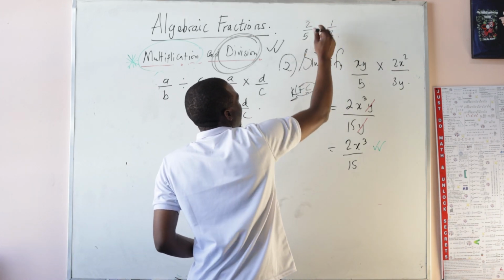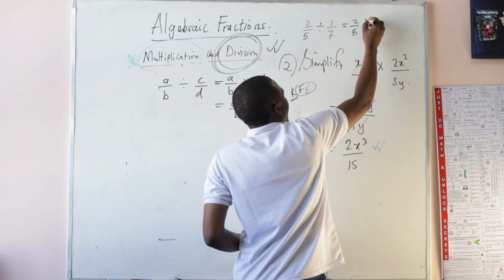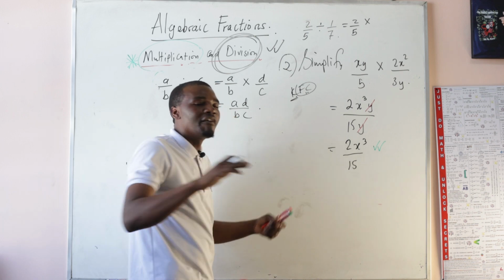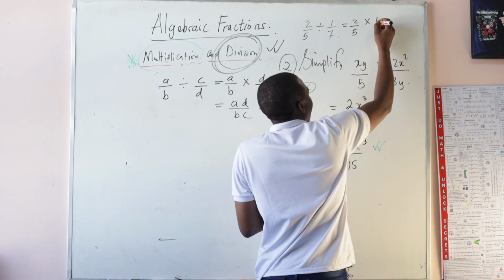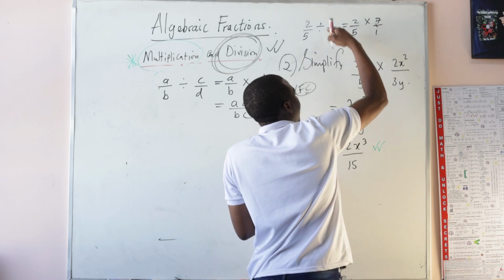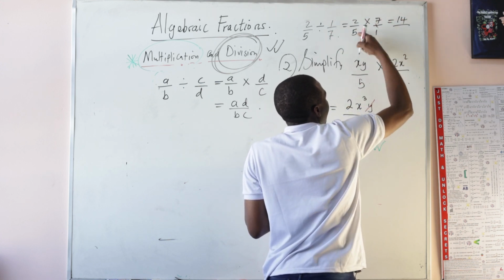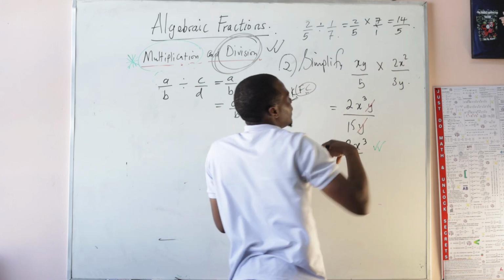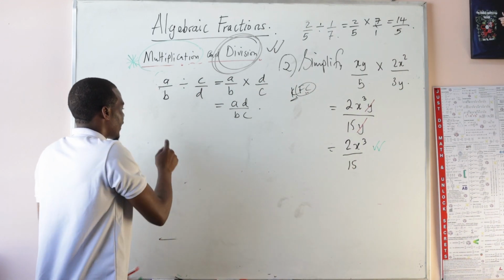Imagine if I say 2 over 5 divided by 1 over 7. Simply keep the first fraction and multiply by the reciprocal of the second fraction. The reciprocal of 1 over 7 is 7 over 1 if we flip around. Then 2 times 7 gives 14 over 5 times 1, which is 5. So that's it. What about if it is an algebraic fraction?